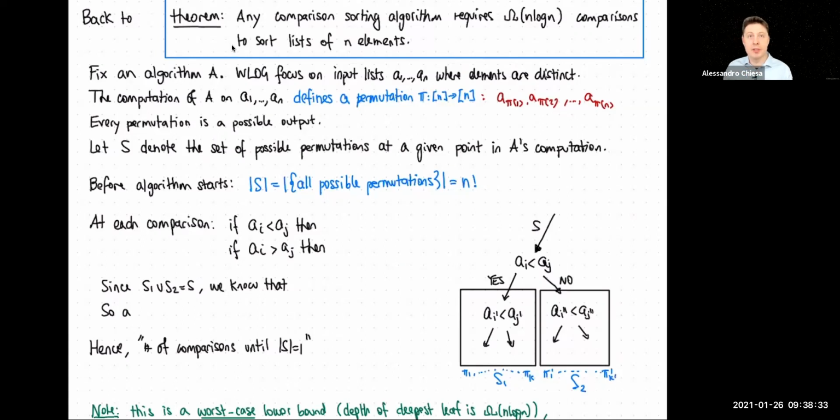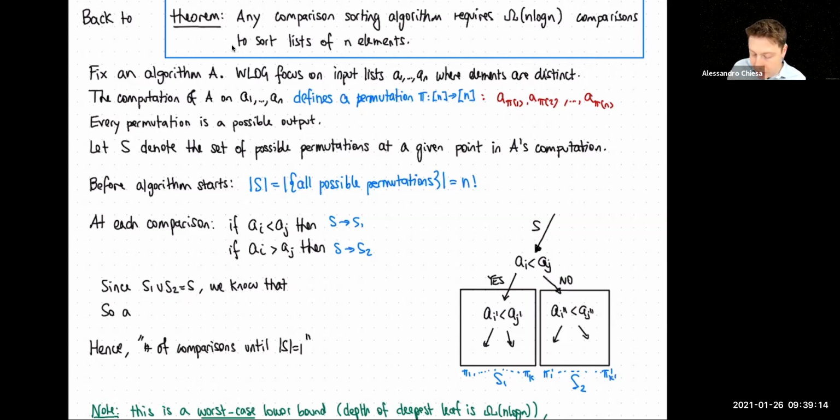Okay? Because by the time the algorithm has finished computing at the last comparison, this set S must be a singleton, the permutation that defines the output. Okay? So here, in one case, S goes to some S1. In the other case, S goes to some other S2. Okay? Maybe they overlap, maybe they don't. It's not our business. But we do know that because all permutations are possible outputs, the union of S1 and S2 must be S. Okay?